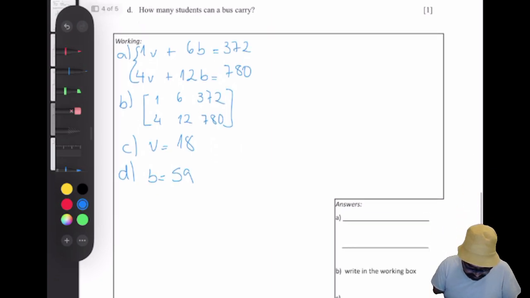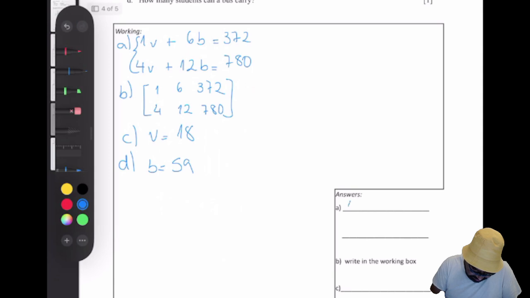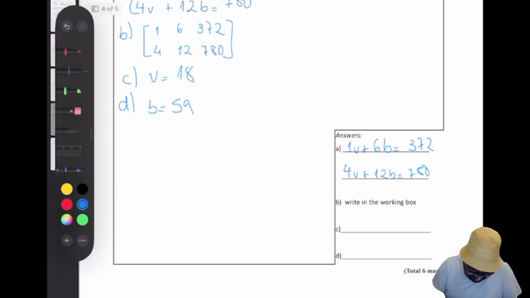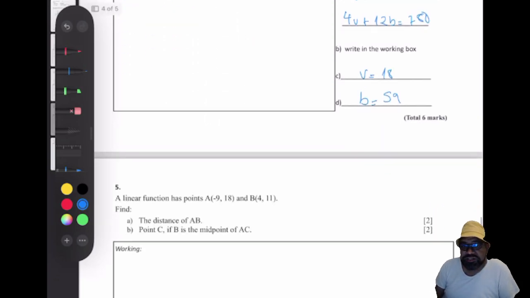Great. Just plug in here, 1V plus 6B equals 372, 4V plus 12B equals 780. V equals 18, B equals 59. Question 4, done. Let's go to question 5.